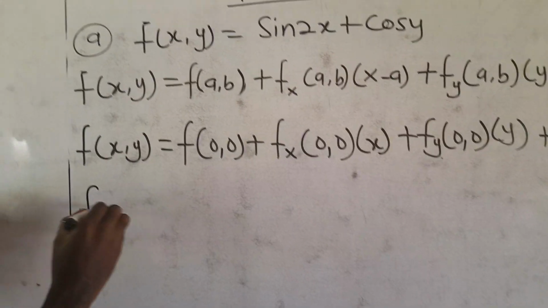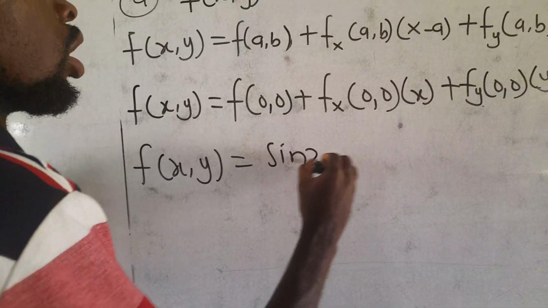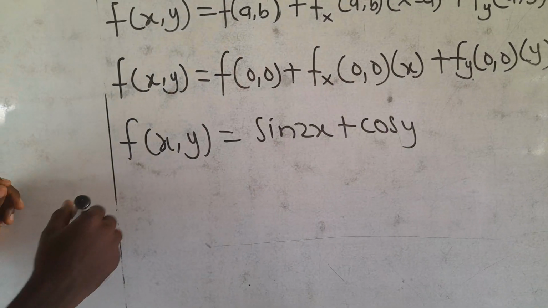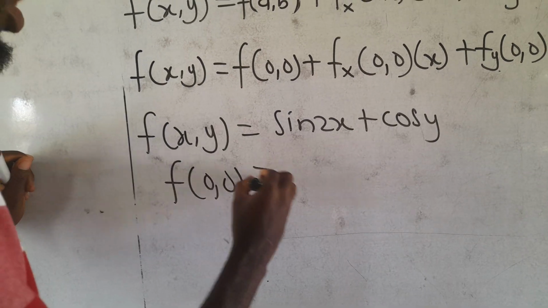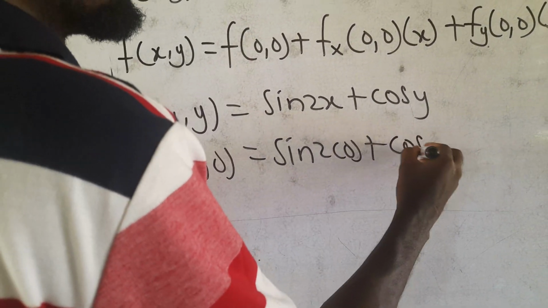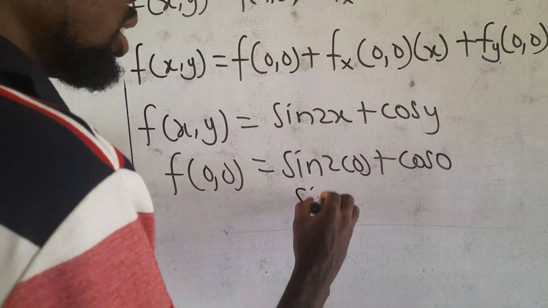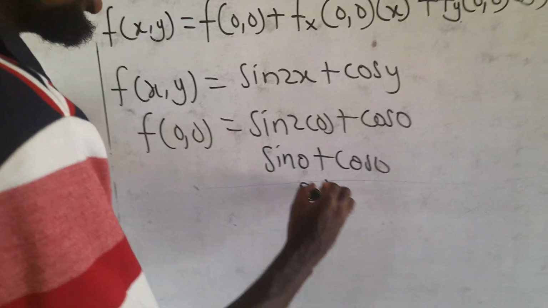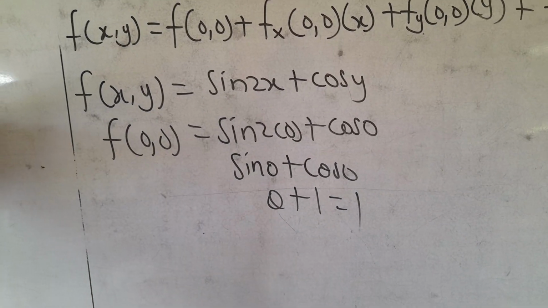Since our function f of x, y is equal to sine 2x plus cos y, then we can say that f of 0, 0 will be equal to sine 2 times 0 plus cos 0. 2 times 0 is 0, so we have sine 0 plus cos 0. Sine 0 is 0, cos 0 is 1, and this becomes 1. And you can see the value of this is 1.